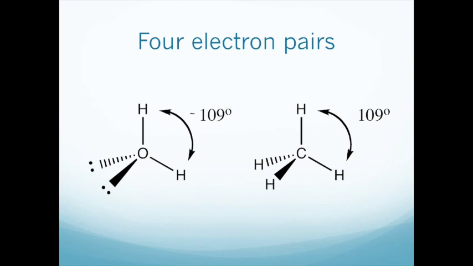So since there are 4 electron pairs, they form a 109-degree angle with one another. In the case of methane, it is 109 degrees, but in the case of water, it's approximately 109 degrees because there is a slight difference between the hydrogen bonds and the lone pairs due to the presence of slight positive charge from the hydrogen atom.